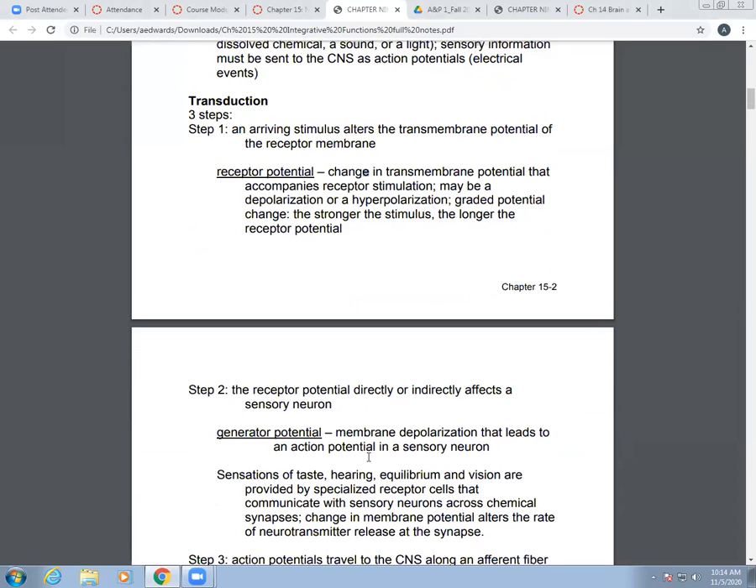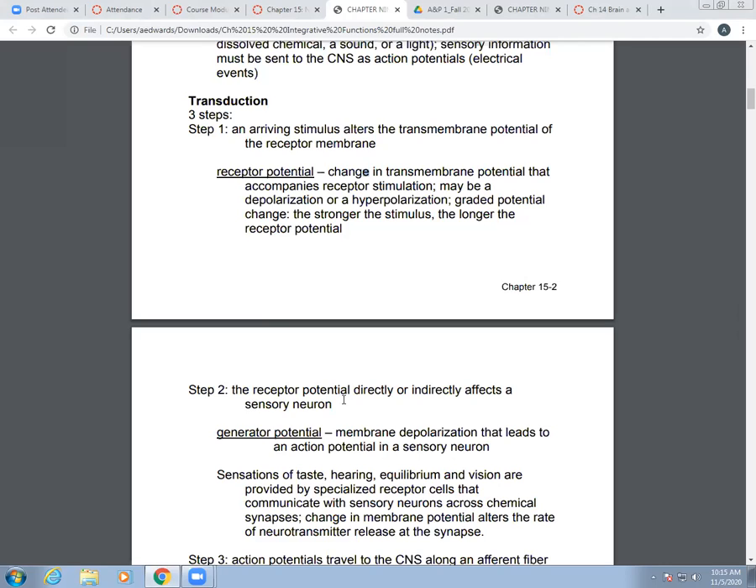So what is the receptor potential? Well, it's a change in that transmembrane potential accompanying the stimulation. Okay, it could be depolarization, could be hyperpolarization, depending on what type of stimulus it is. All right, and the potential change is graded. So if you have a stronger stimulus, you get a longer receptor potential.